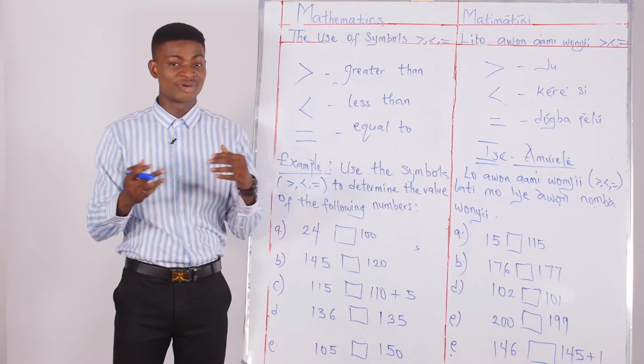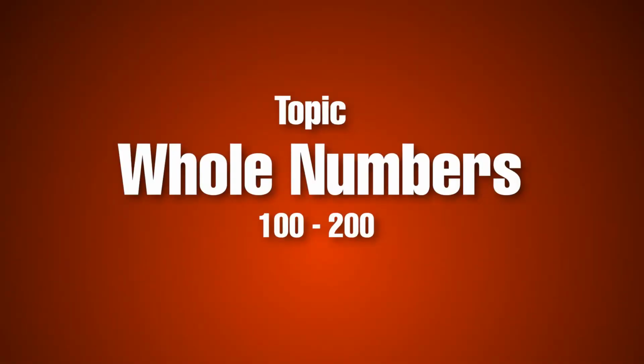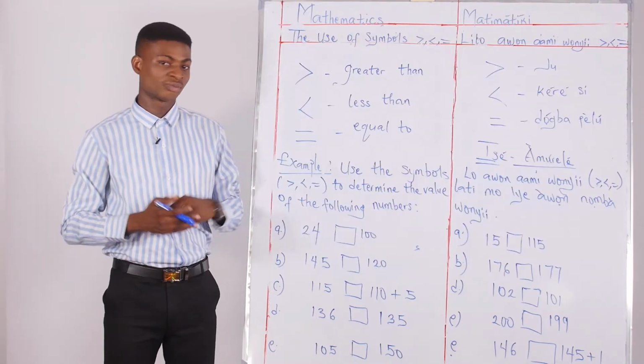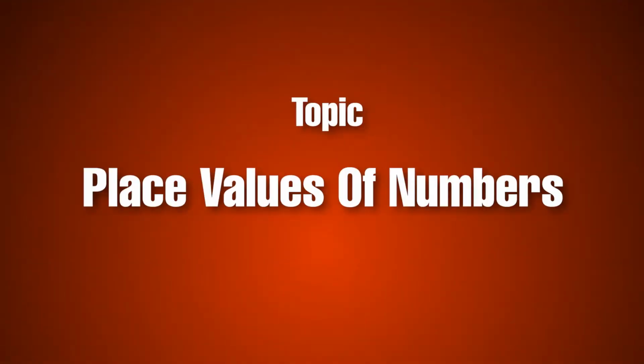If you remember in our previous classes, we've talked about whole numbers ranging from 100 to 200. After that, we talked about place values of numbers.